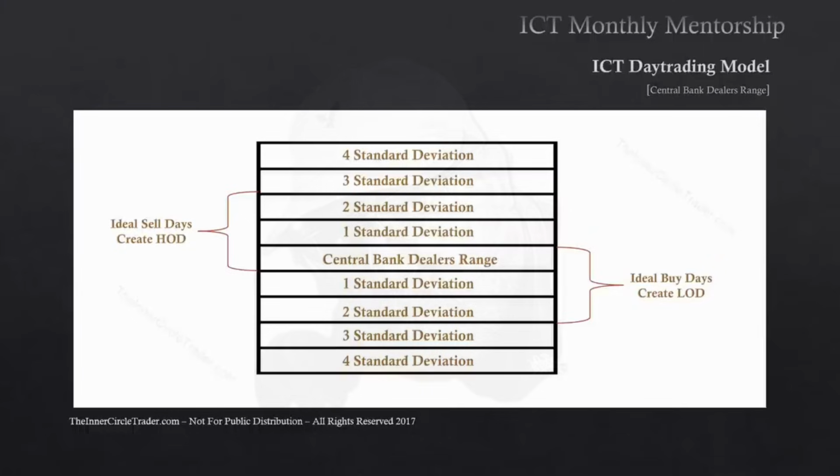4 standard deviations above for a high of the day is going to be on the heels of a very high impact news event for the session in London. Same thing is said on buy days. If it trades down to 4 standard deviations, usually it's going to be very high impactful news, or price can come down or go up to the 4th standard deviation to create a New York session market reversal profile.